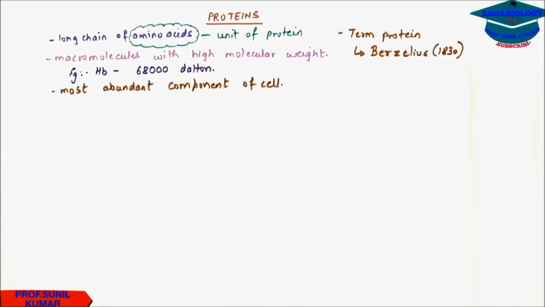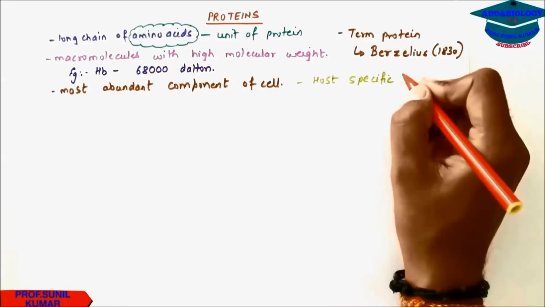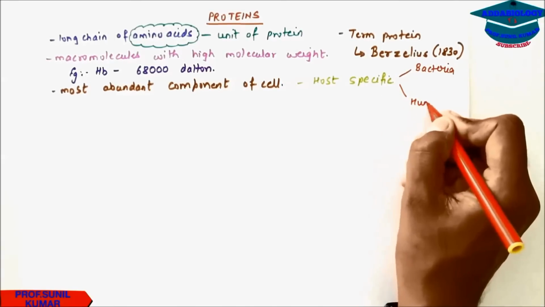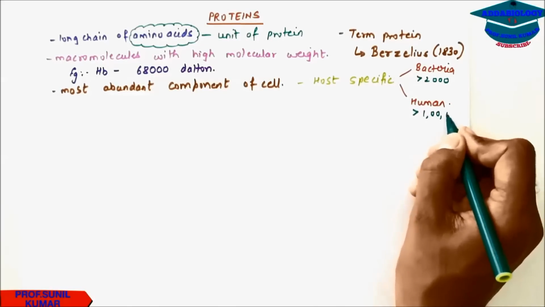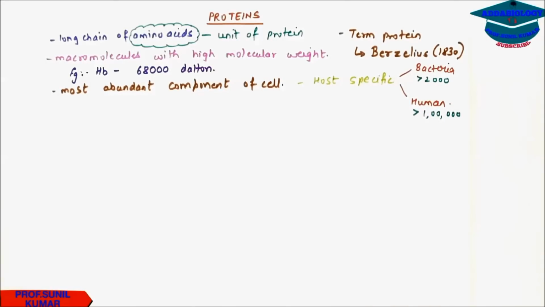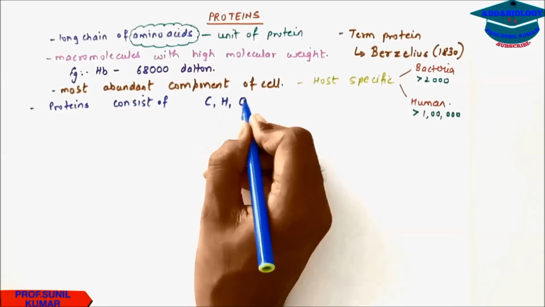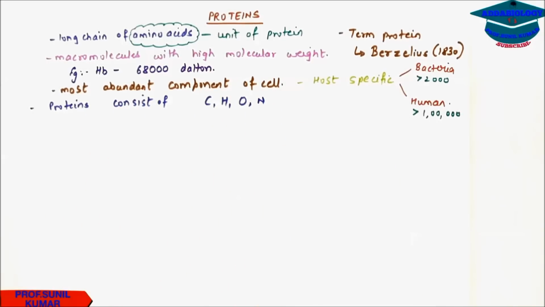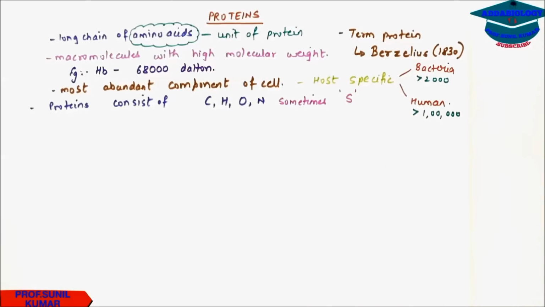All proteins are host specific. For example, bacteria have more than 2000 proteins, and humans have more than 1 lakh types of proteins. Proteins consist of carbon, hydrogen, oxygen and nitrogen. Sometimes proteins also contain sulfur.